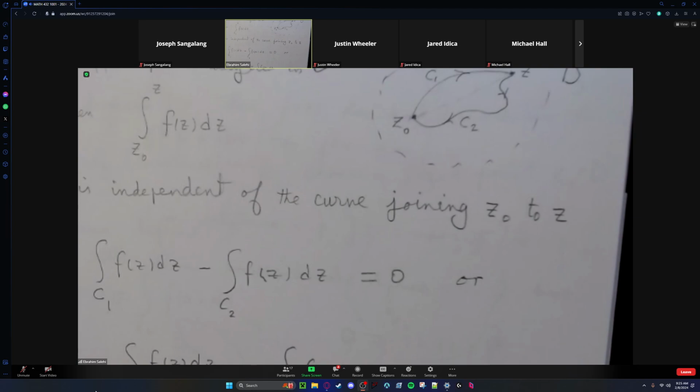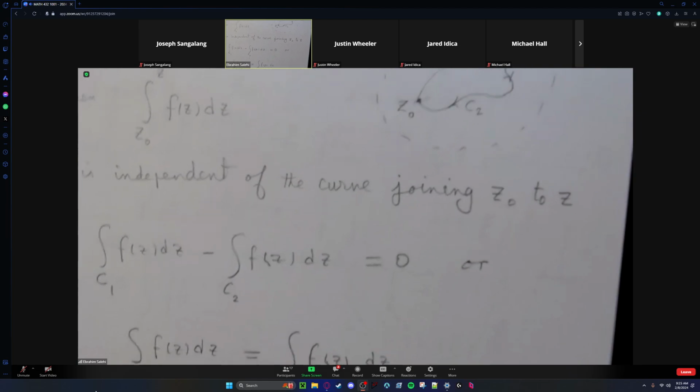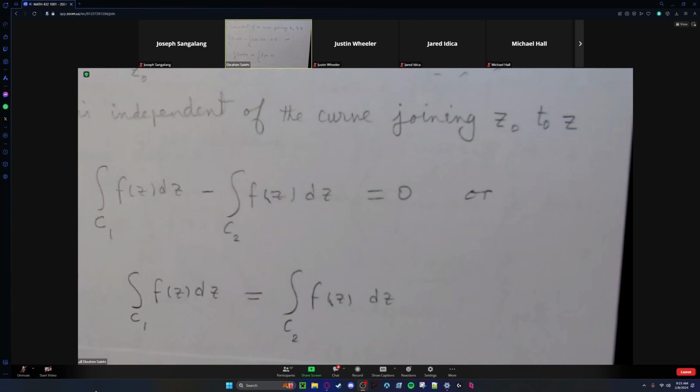Okay? So this is one of the beautiful consequences of Cauchy's theorem. If you integrate from a point to another point, and the function is a nice function, the answer is independent of the curve you are choosing. You can choose the easiest curve you can find.